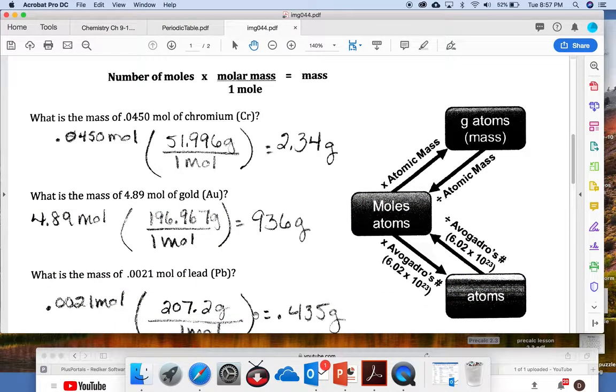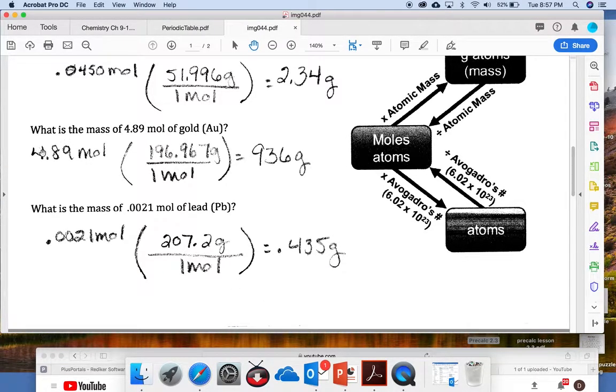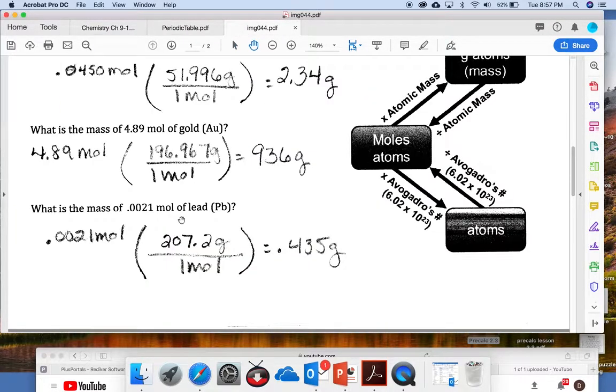Okay, let's look. What is the mass of 4.89 moles of gold? 4.89 moles, I have to look up gold on my periodic table. Gold is 196.967 grams. So I write that up here. I know that's per 1 mole of gold. So I'm going to take the number of moles times the mass of each one, 4.89 times 196.967, and get 936 grams.